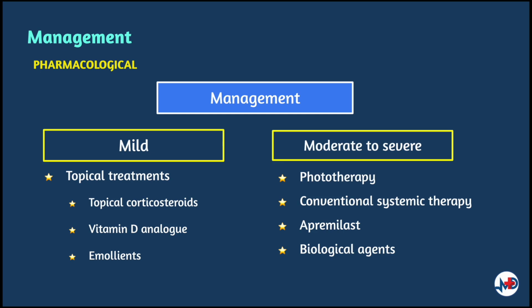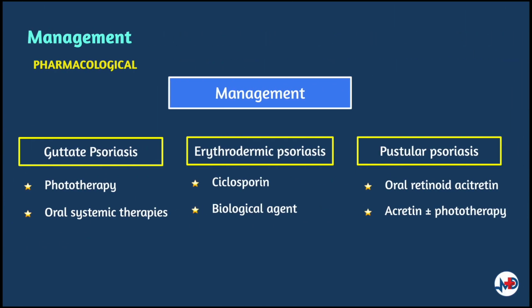Biological agents such as etanercept, infliximab, and adalimumab also can be used, and some dermatologists may use biological agents in combination with other agents. The biological agents act at a cellular level and target particular steps in the immunological process. In addition to that, let's briefly go through the management of guttate psoriasis and erythrodermic or pustular psoriasis too. In the case of guttate psoriasis, the first-line treatment is phototherapy. The second and third-line treatment would be your oral systemic therapies.